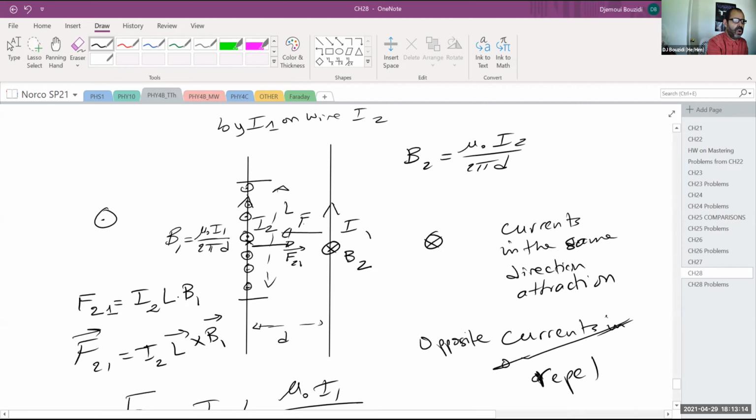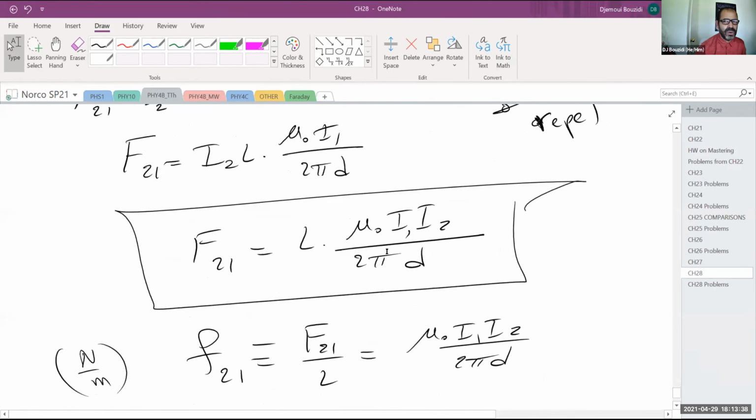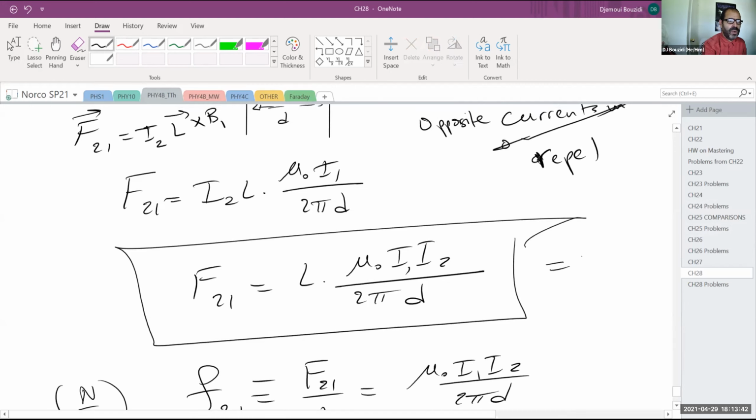So this is the force on 1 due to 2. It's going to be attracted toward the other wire, as I was saying earlier. And its magnitude, F on 1 due to 2, is going to be I1 times L times B2. If you examine this expression and substitute the value in here, it's going to be identical to the other expression. So F21 is equal to F12.